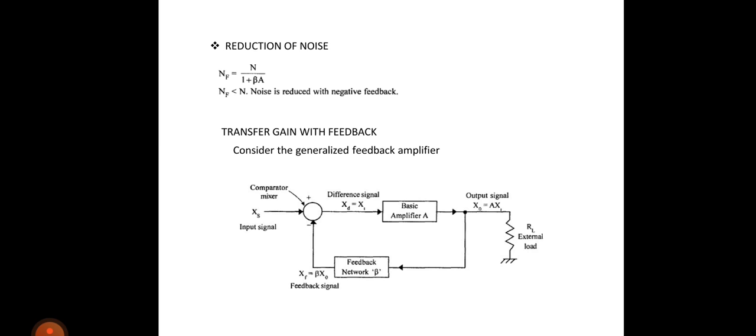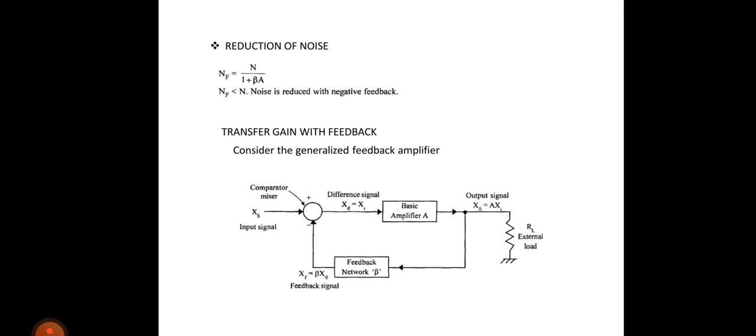We know that A equals X0 by Xi, which is X0 divided by, what is Xi from this? Xs minus Xf. Substitute Xs minus Xf in place of Xi, then take X0 to the denominator, and it will be 1 by Xs by X0 minus Xf by X0, which is equal to 1 by Xs by X0 minus Xf by X0 is beta.